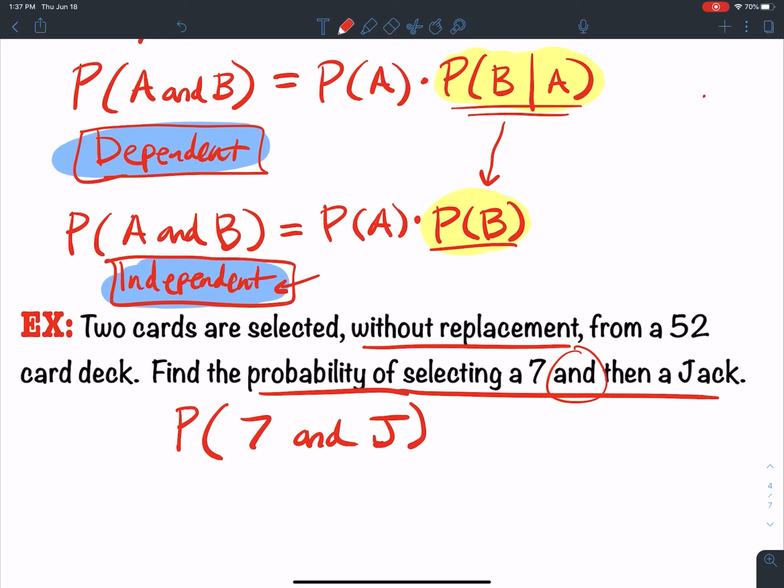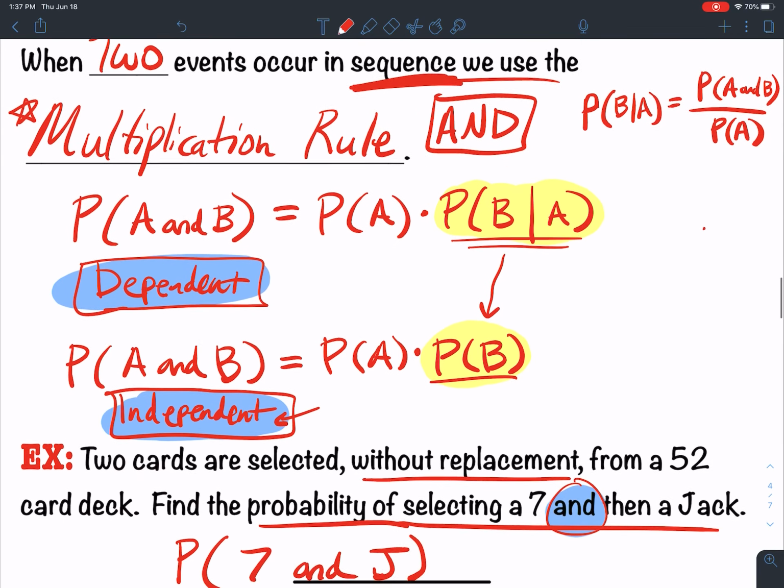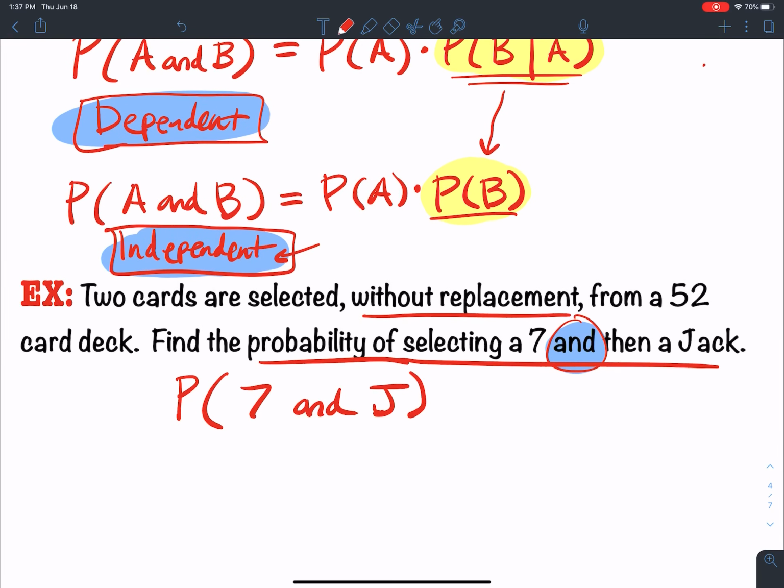So how's this different from previous problems? Earlier we were doing conditional probability where we said a 7 given a jack or a jack given a 7, right? The key word here is and. If I see the word and, I should think multiplication rule. That's the key word that tells me to use the multiplication rule. So what is this equal to? Okay, so this is equal to the probability of drawing a 7 times the probability of drawing a jack given I just drew a 7.